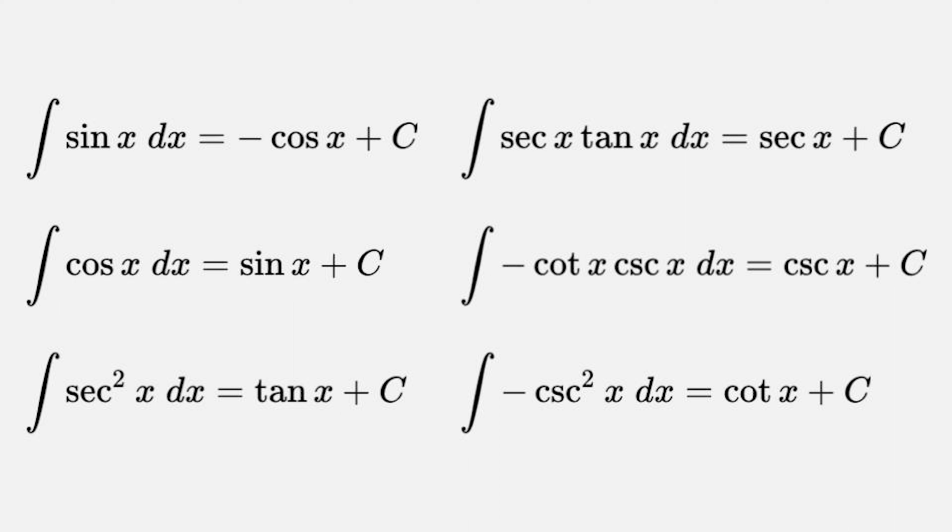And it's the same thing with the next one. The derivative of cosecant x is negative cotangent cosecant, and so the indefinite integral just goes back the other direction. The indefinite integral of negative cotangent x cosecant x is cosecant x plus c. And finally, the derivative of cotangent of x is negative cosecant squared of x, so the indefinite integral of negative cosecant squared of x is cotangent of x plus c.